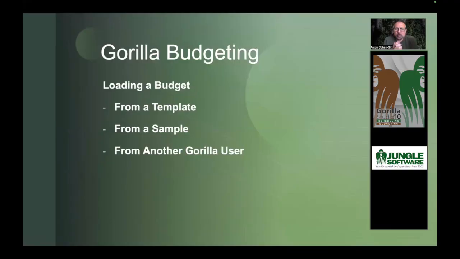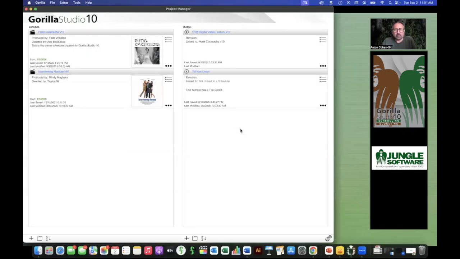So guerrilla budgeting, this is my PowerPoint. We're going to go back and forth from the PowerPoint to the software so I can keep on track. We're going to talk about how to load a budget, and there are multiple ways to load a budget. You could load either a template or a sample, and I'll explain the difference between a template budget and a sample budget. And then, of course, you could load a budget from either a saved file that you've saved previously or from another Guerrilla user. So let's hop on over into Guerrilla right now.